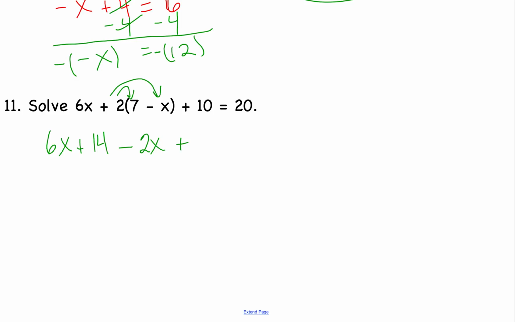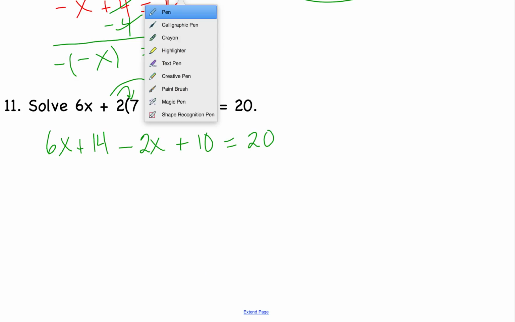Try to keep only one sign. Don't do plus a negative or minus a minus. Try to keep a single sign in front of each term. Now let's combine some like terms.